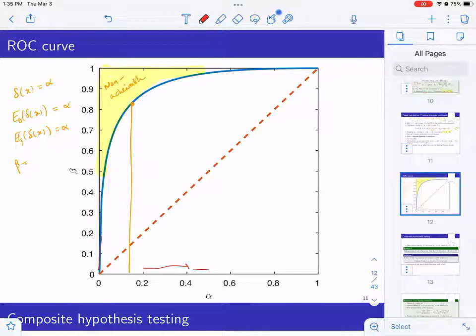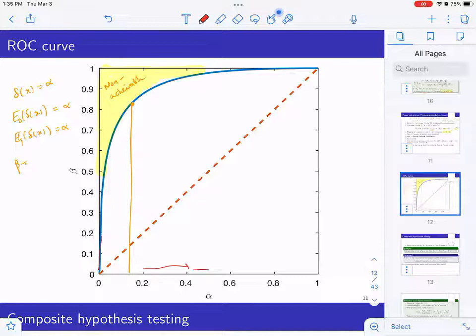Questions? So these ROC curves are very useful for comparing the performance of tests, making the simple hypothesis test. That's basically the ideal. You don't have to worry about the threshold or the alpha. You can just plot it for all alpha and then compare.